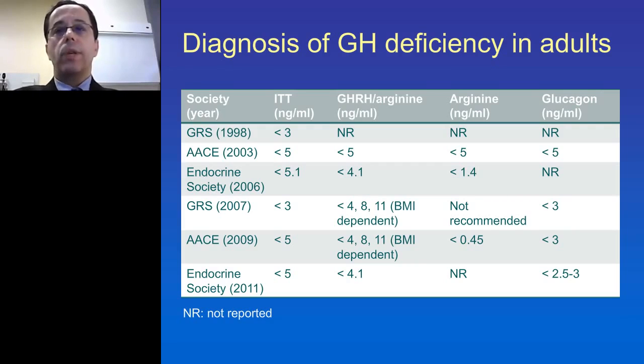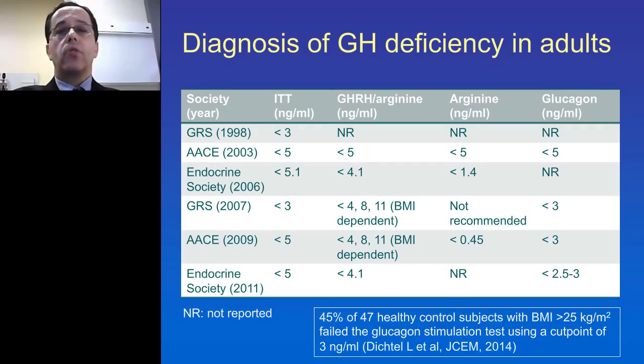In addition, recent data suggest that glucagon administration also may fail to elicit growth hormone secretion in obese or overweight individuals. In fact, in a study that was published recently, 45% out of 47 healthy control subjects who were overweight or obese failed the glucagon stimulation test using a cut point of 3 nanograms per ml. And in this population, a lower cut point of 1 nanogram per ml is advised. And these cut points can also be assay dependent, to be sure.